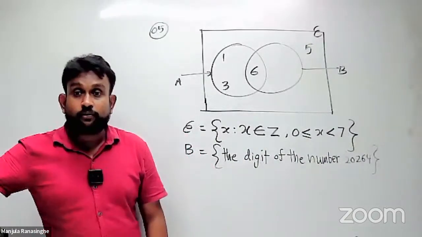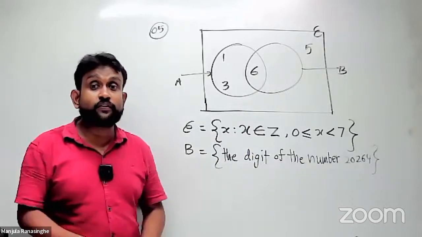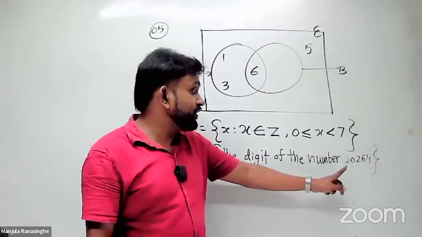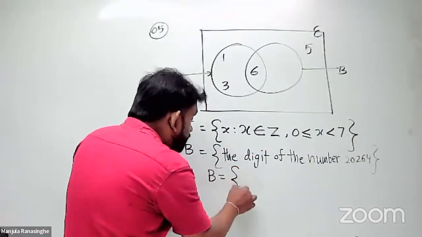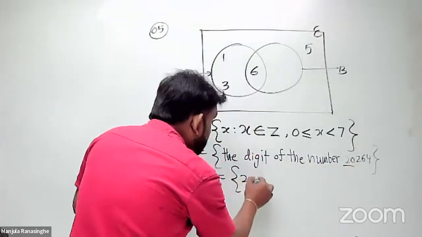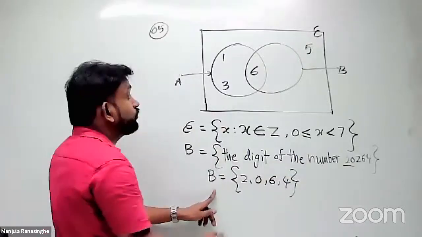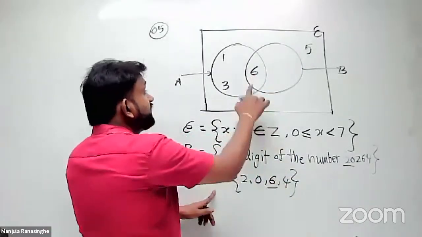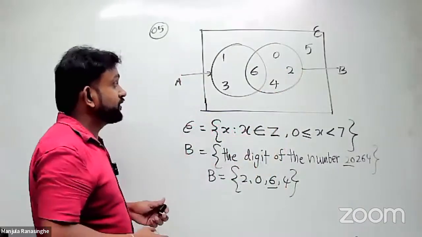Right. Okay, now they have mentioned this. Now you write the digits of the number 20,264. What are the elements of this set? You will not repeat the same elements. 2 is there, 0 is there, 6 is there, 4 is there for set B. So here 6 is marked, here 6 is done. So the balance 0 to 4 should be on the other side.